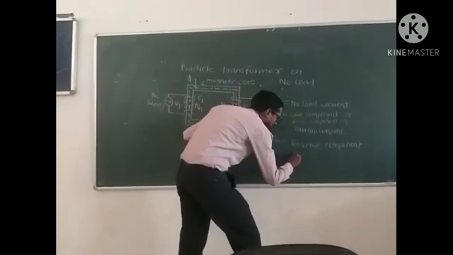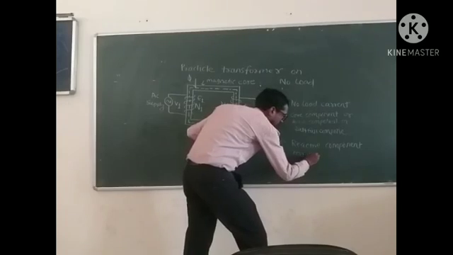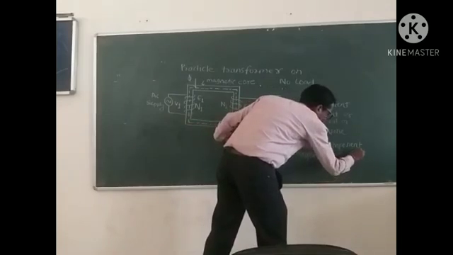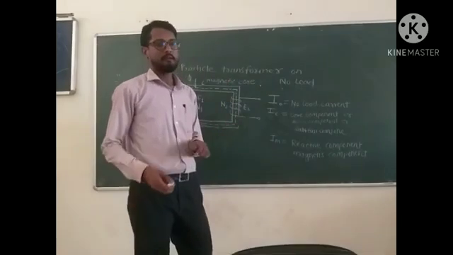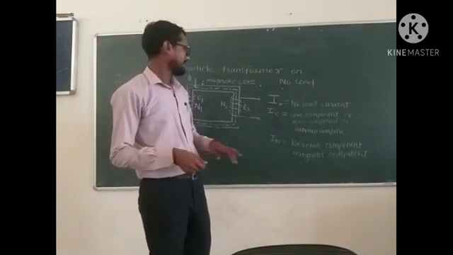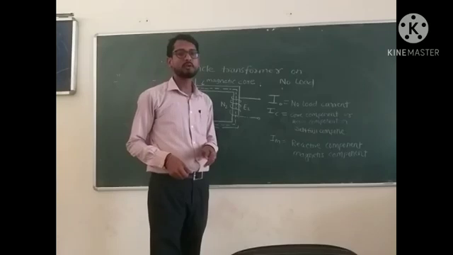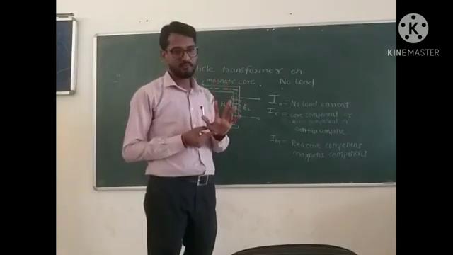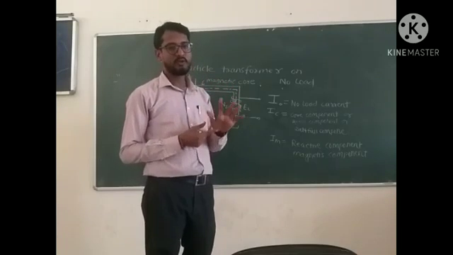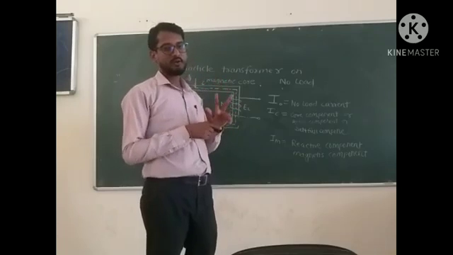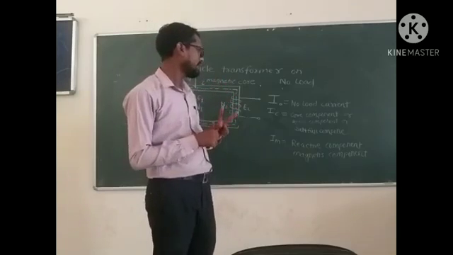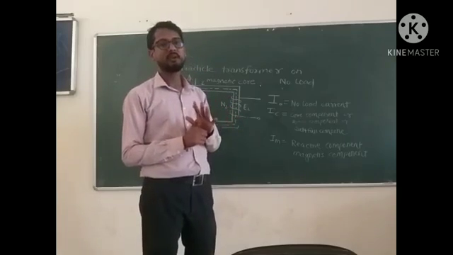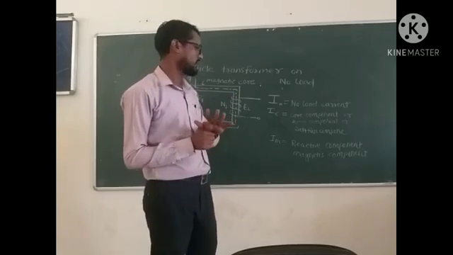Reactive component or magnetizing component. Okay, the no load current has two components. First is IC, second is IM. IC is the active component or core loss component or core component. And after that, IM is the reactive component or magnetizing current component.